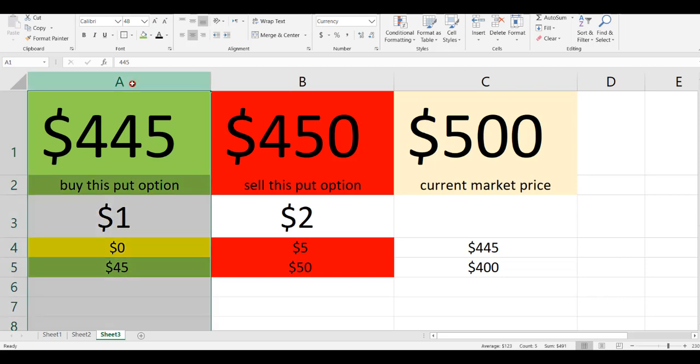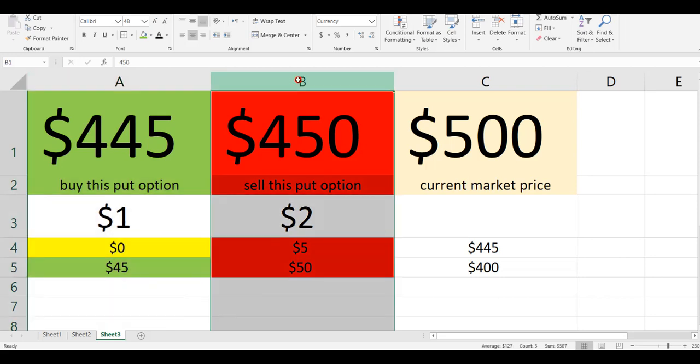Because if you didn't buy this put option and you only sold the put option at a $450 strike, yes, you collected $2, but then if the trade really goes against you, you might end up paying a lot, or you're going to have to buy the shares. Because remember, when you sell that put option, someone else is buying it from you. The buyer of the put option has the right, not the obligation, to sell you the shares at that strike price. And that's going to happen if the option is in the money.